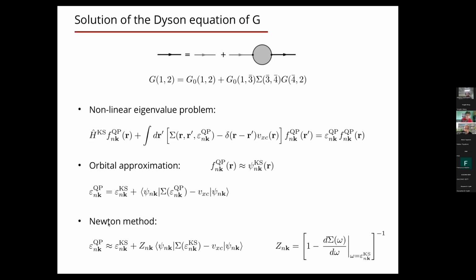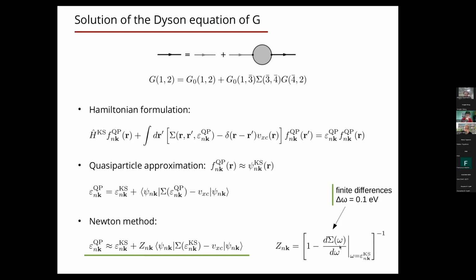So what you've done now is to Taylor expand the energy dependence of the self-energy around the Kohn-Sham energy. Then we end up with this expression that is no more self-consistent, where these Z factors include, of course, the first-order derivative of the self-energy with respect to energy. So in practice, this is computed with finite differences. Then we end up with the quasi-particle energies that are the Kohn-Sham energies plus a quasi-particle correction.